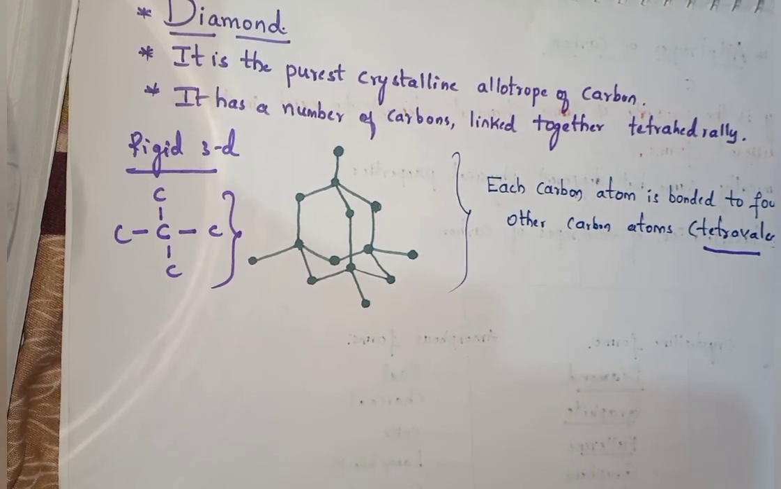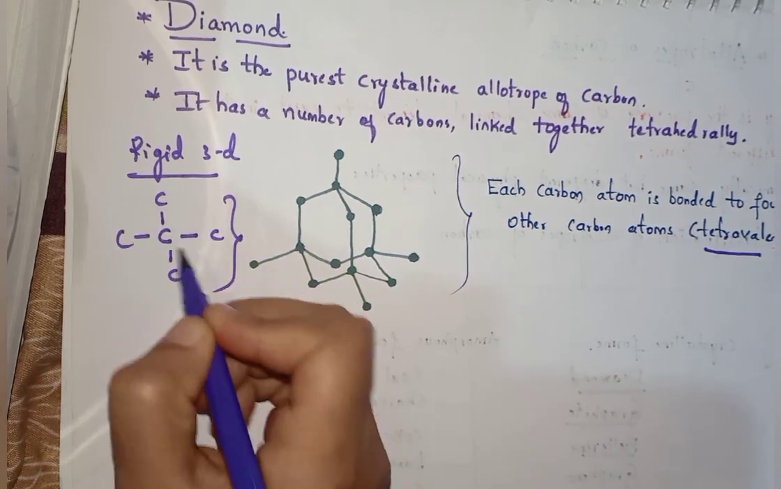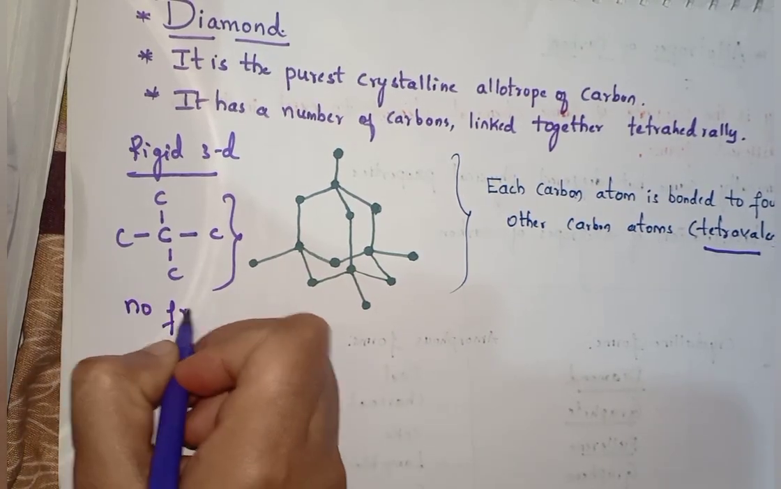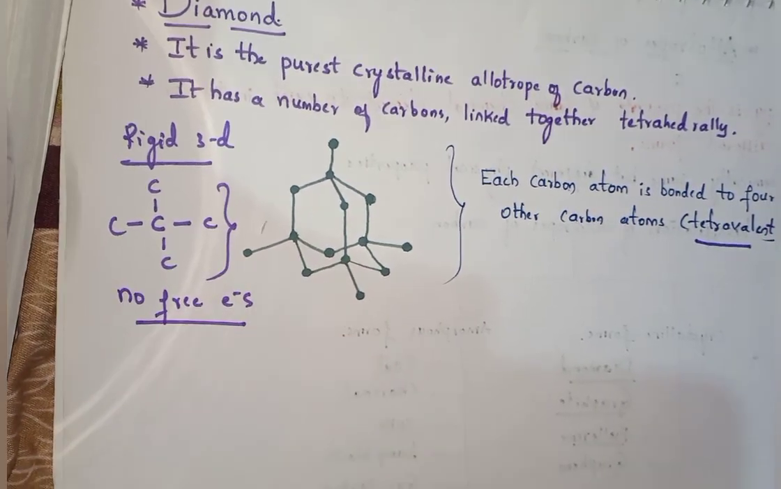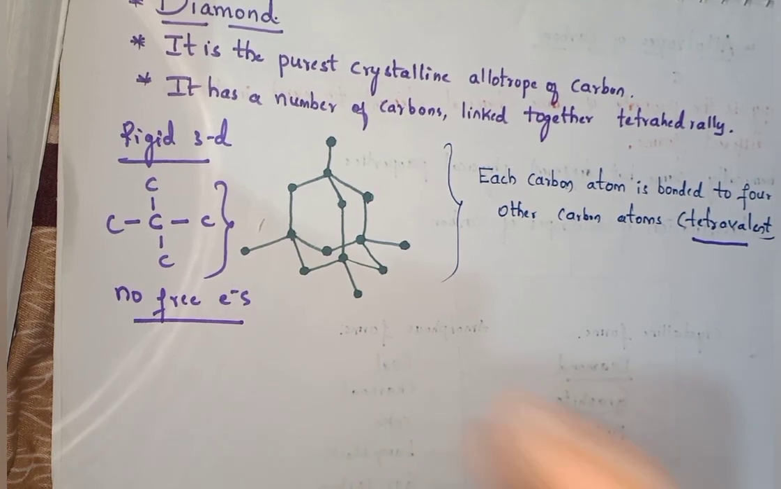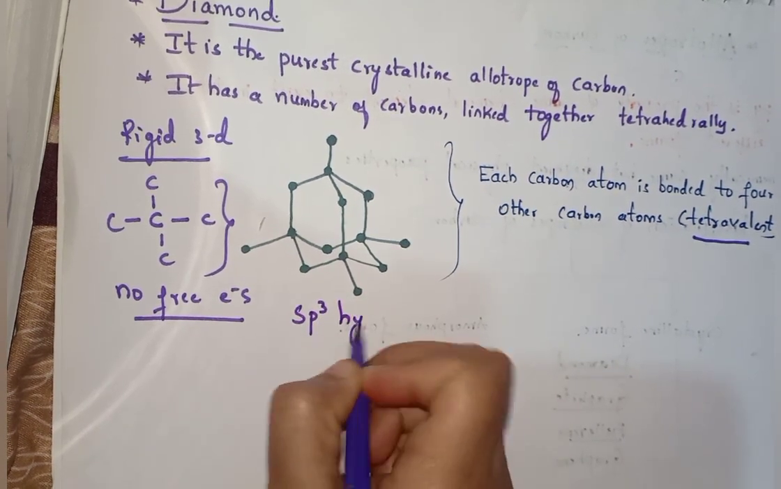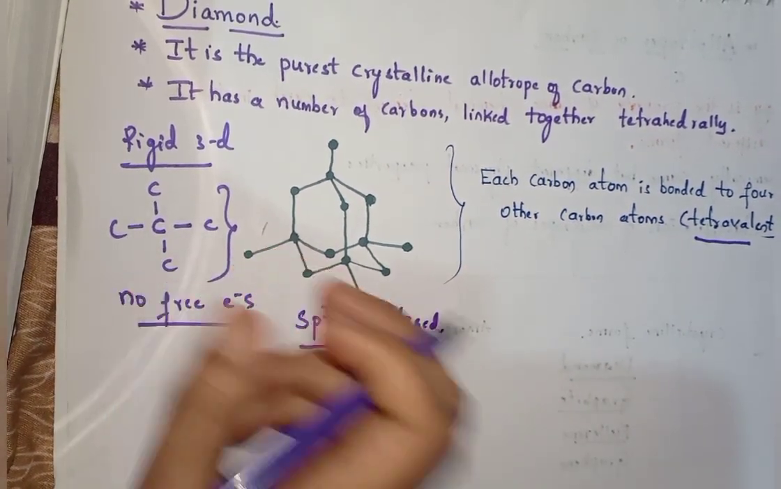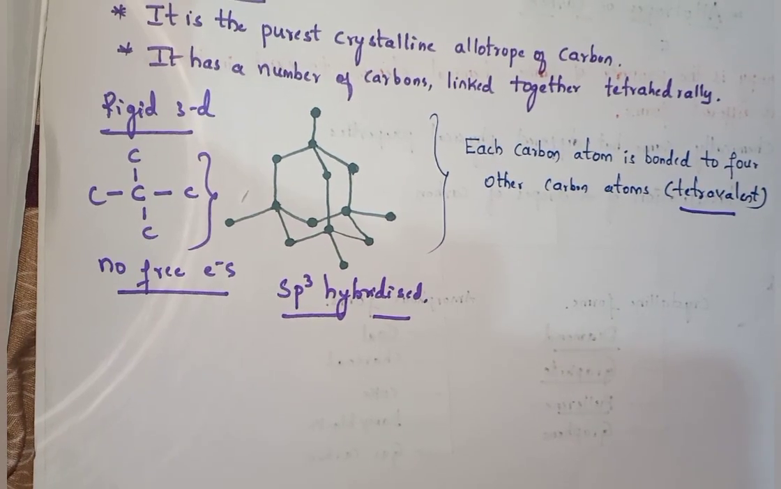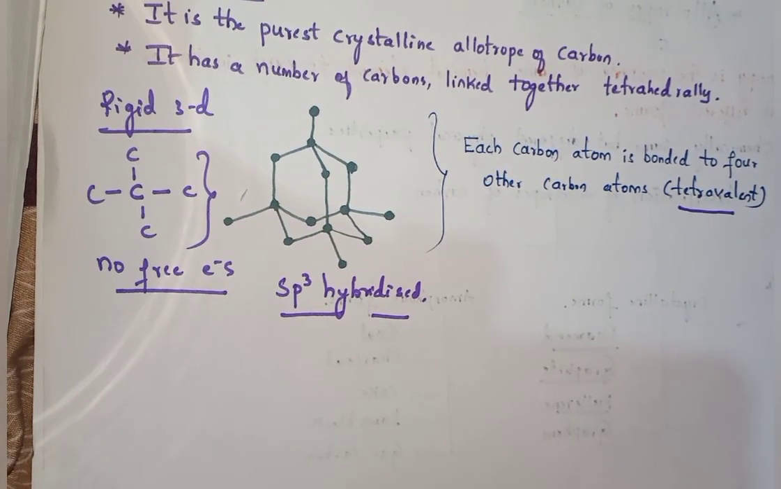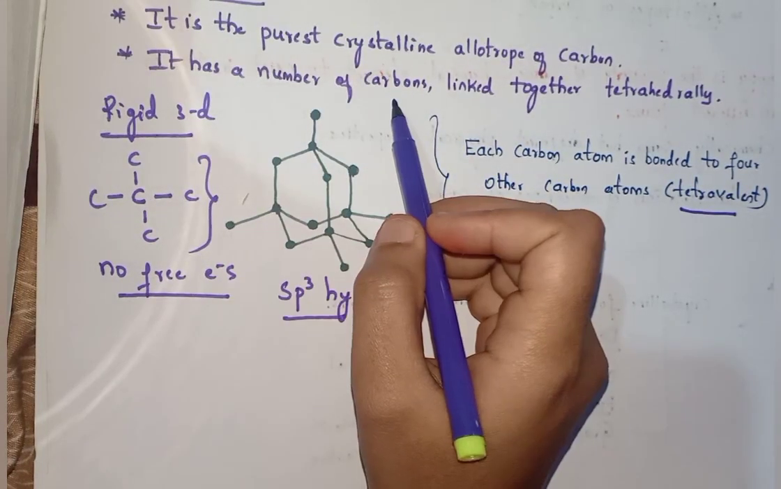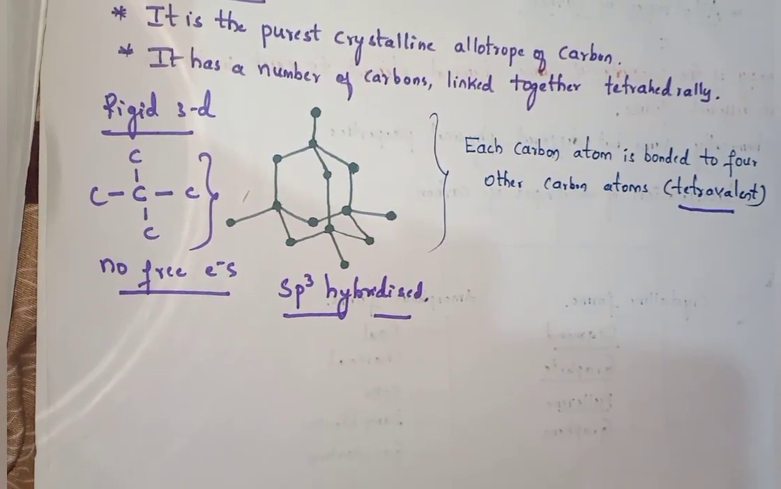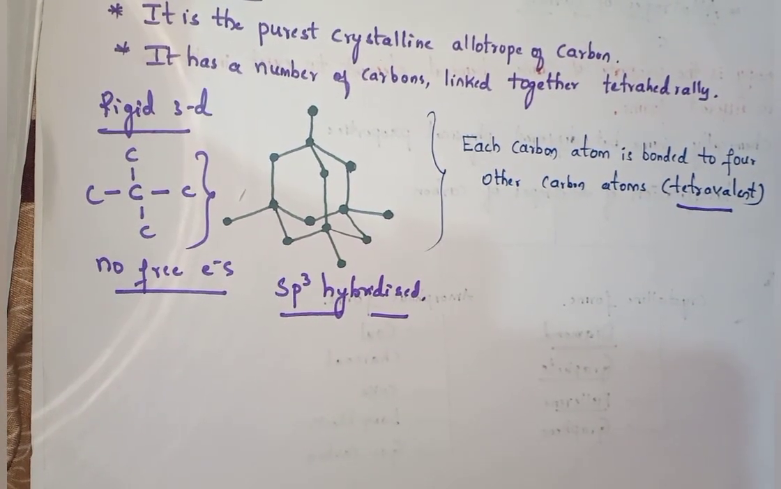That's why there is no free electron. Why? Because all the electrons are bonded to other carbon electrons. That's why there are no free electrons in the diamond. Now we can say that this diamond is sp3 hybridized. Why? Because all single bonds are present. We know that the shape of this diamond is tetrahedral. Here it has a number of carbons which are linked together tetrahedrally. So tetrahedral means sp3 hybridized, and no free electron is present in the diamond.